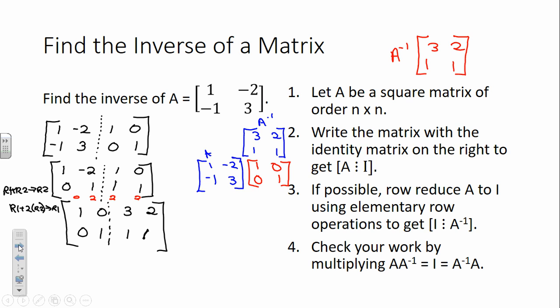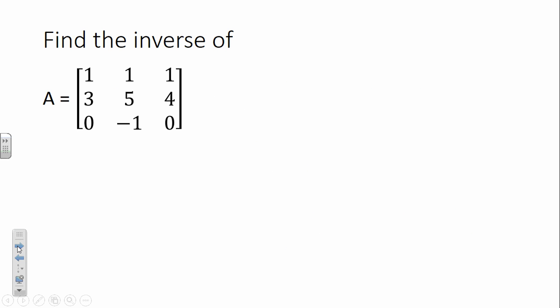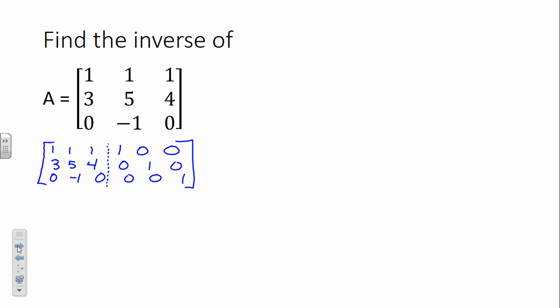Okay, now the next part says, let's try it on a 3 by 3. Because there isn't another, easier method until we get further into this. Okay, so what's the first step? Put the identity on the end, right? So we're going to start with 1, 1, 1, and then we add a 1, 0, 0 on the end, right? 3, 5, 4, 0, 1, 0, and 0, negative 1, 0, 0, 0, 1. Okay, now we've got to get this guy into reduced row echelon form.